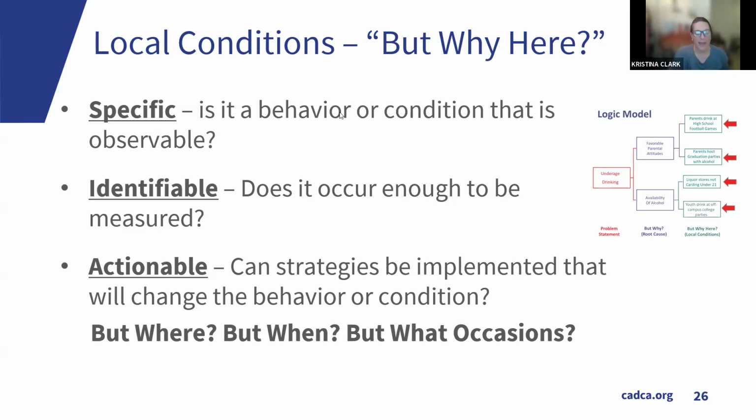And what I go back to, and remember my instructor saying it over and over again to me, as you're looking at those local conditions, if you're having trouble, just keep asking yourself for the story. But where is it happening? When is it happening? What occasions is it happening on? So here you have an example of underage drinking to the left, and we're saying that it's favorable youth attitudes. And so how do we know that parents have favorable youth attitudes? But why? Parents are hosting graduation parties with alcohol.